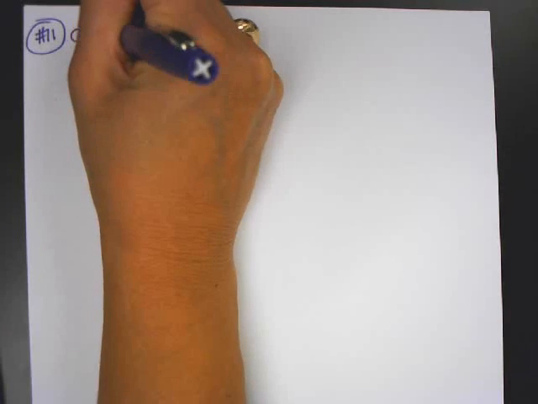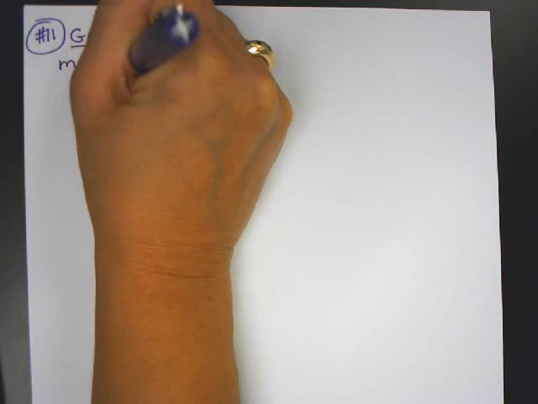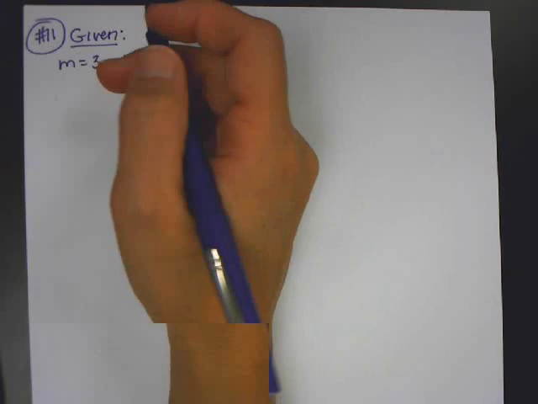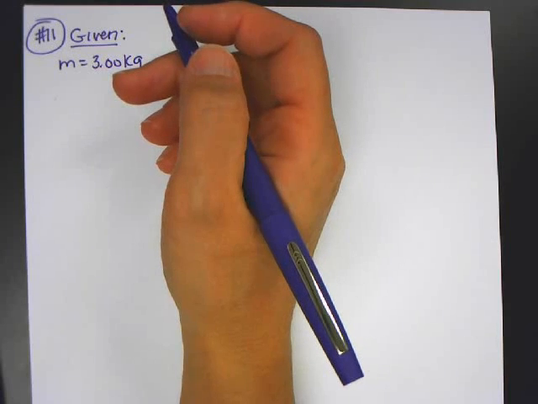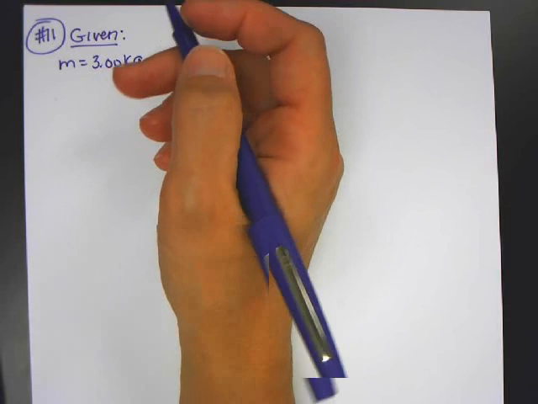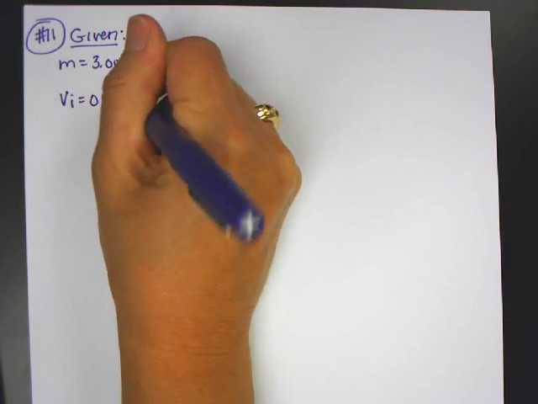Okay, we're doing number 11 from our homework. It says a 3-kilogram wooden box, so we're given that the mass of the box is equal to 3 kilograms. It slides from rest. Oh no, these are the equations from chapter 2 again. So VI is equal to 0 because it starts from rest.